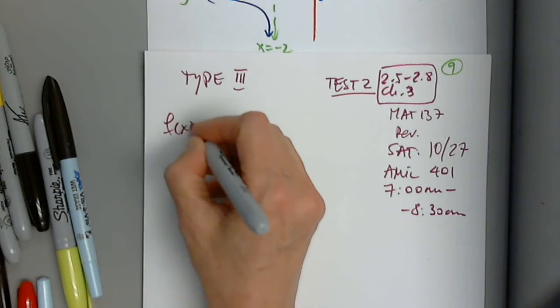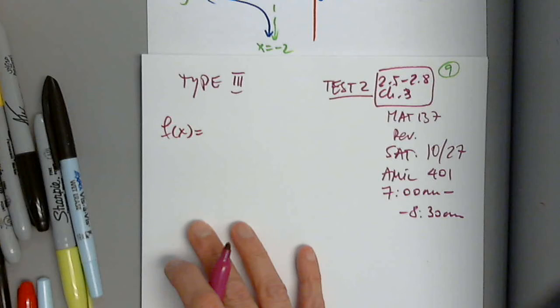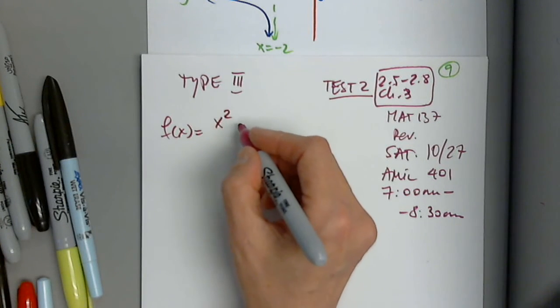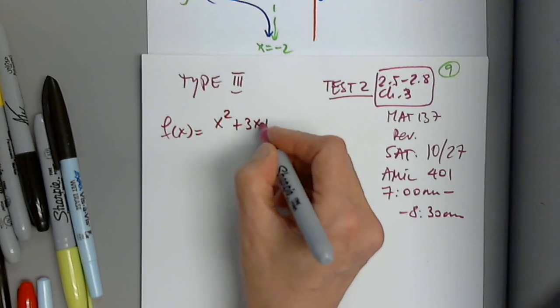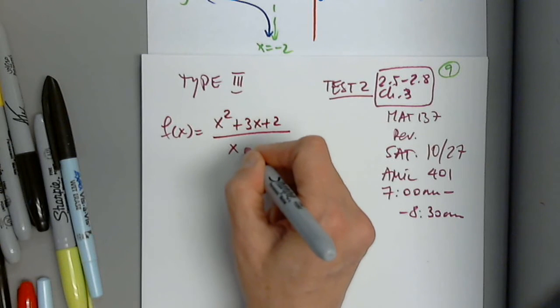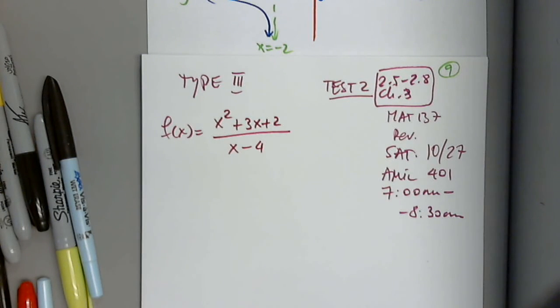So here it is. f of x equals x squared plus 3x plus 2, divided by x minus 4. I would like you to pay attention to this. It's not going to be difficult. It just involves something we just did from the previous section. I promise you it's going to be one of the extra credit problems to choose from because it's a little bit longer and I don't want you to spend 15 minutes on it.